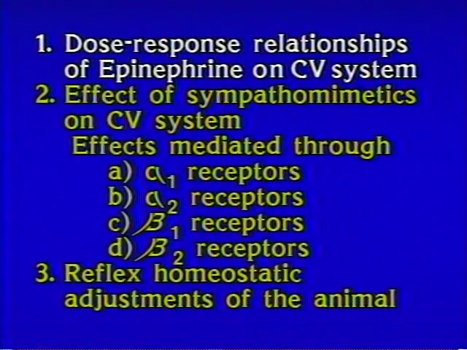To come back to the objectives, the first objective stated that we were going to examine the dose-response relationship of epinephrine on the cardiovascular system. The preparation that we are using is the dog, which has been anesthetized with sodium pentobarbital, 30 milligrams per kilogram. A femoral cannula has been inserted into the artery in order to monitor blood pressure. The femoral vein has been cannulated for the infusion of drugs. Both carotid arteries have been exposed in order to demonstrate the carotid reflex in adjusting blood pressure in the intact animal.